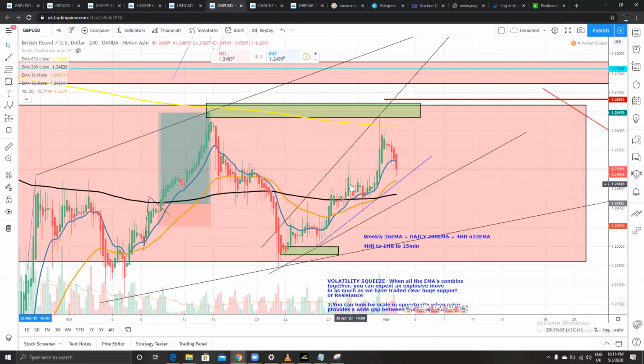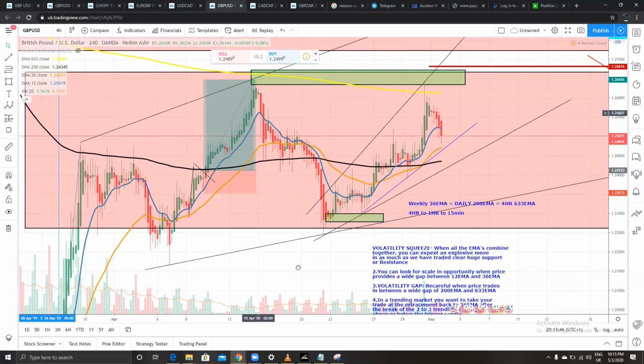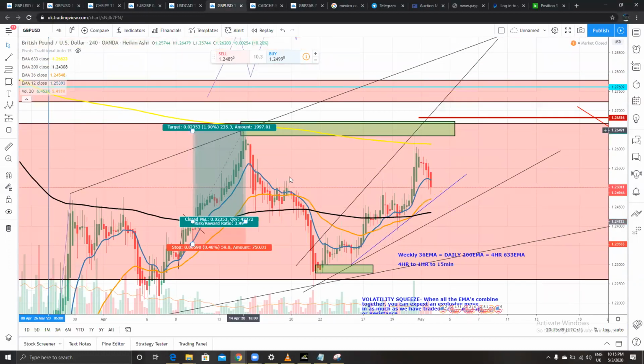So you want to be careful when you are inside this gap. If you remember as well, you can see that we are inside the 4-hour volatility gap. Until everything tends to converge together, we won't really see that trend explosion that we are looking for on this pound dollar.